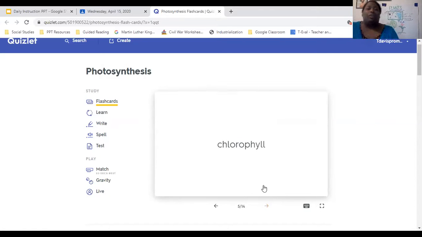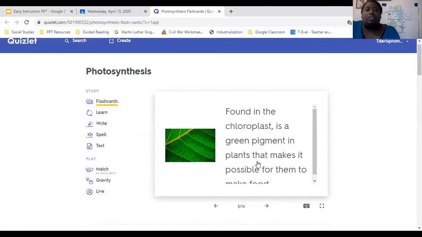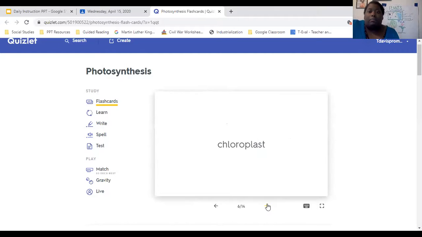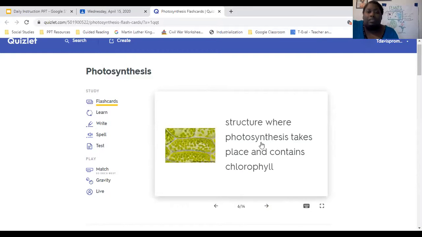All right, the next word, my turn, chlorophyll, your turn, chlorophyll. So chlorophyll is found in the chloroplast. It's a green pigment and it makes the plants green. And it also makes it possible for them to make food because it captures sunlight energy. All right. Chloroplast. My turn, chloroplast. Your turn, chloroplast. Chloroplast is the structure where photosynthesis takes place inside of the plant cell, and it contains that green pigment chlorophyll.